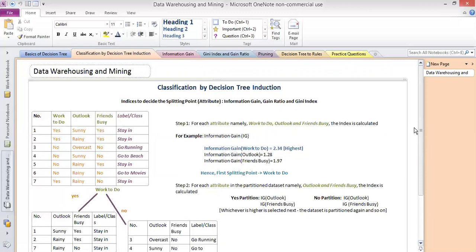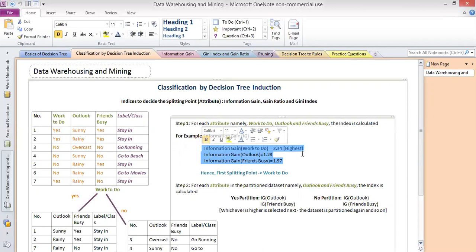First of all, you have to calculate the information gain for all three attributes: work to do, outlook, and friends busy. How to calculate it, we'll come to that. But for now, understand that you've calculated the information gain value for work to do, outlook, and friends busy. The information gain for work to do comes out to be 2.34. These are random values that I've taken just to show you how it works. Information gain for outlook is 1.28 and for friends busy is 1.97. Out of the three, the highest is 2.34, the information gain for work to do. That is why work to do is selected as the first splitting point.